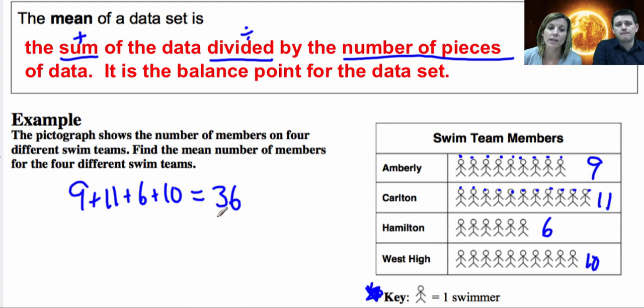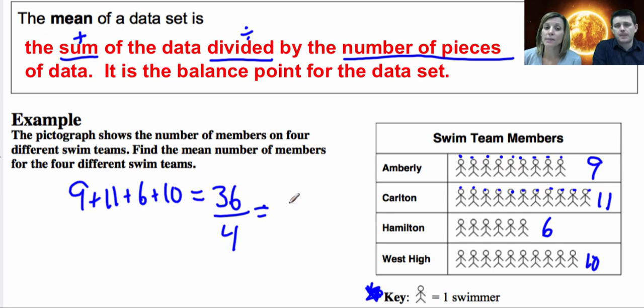Now you have to divide by the number of pieces of data. So you have 1, 2, 3, 4 pieces of data. So we're going to divide by 4. Here's the rule. You are allowed to use a calculator as long as we see all of these steps. Your addition statement and what you're dividing by. What did you add up? What did you get? And then what did you divide by?